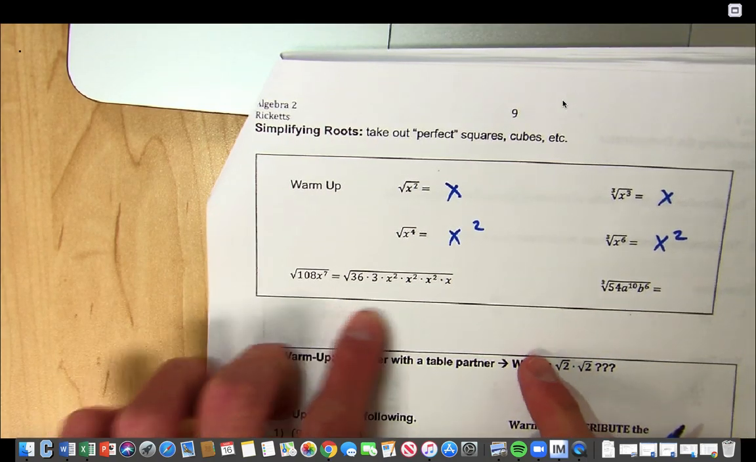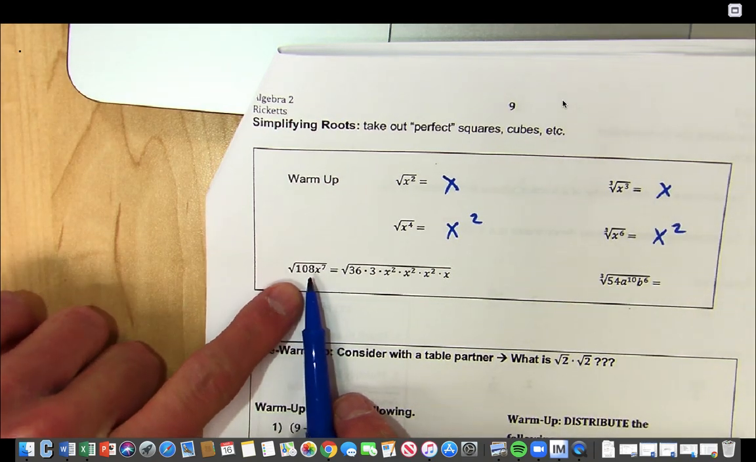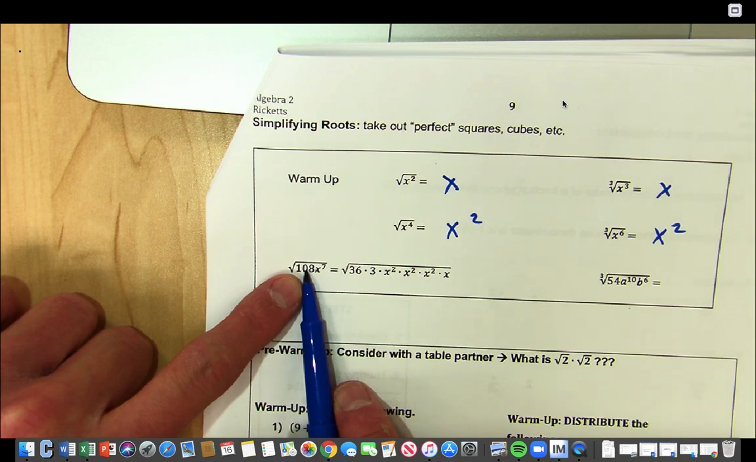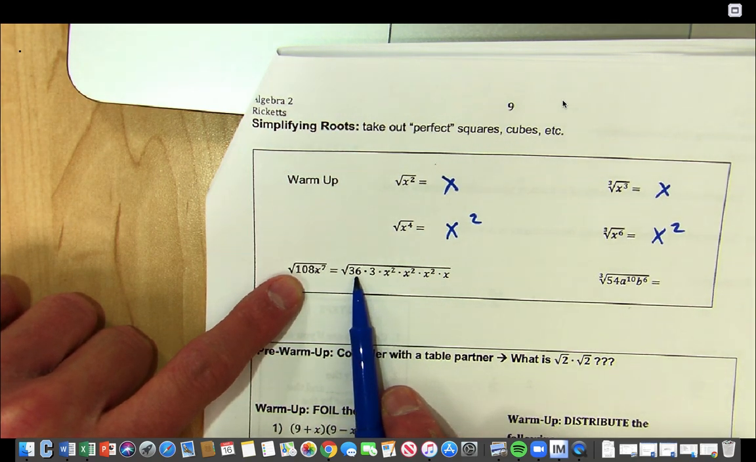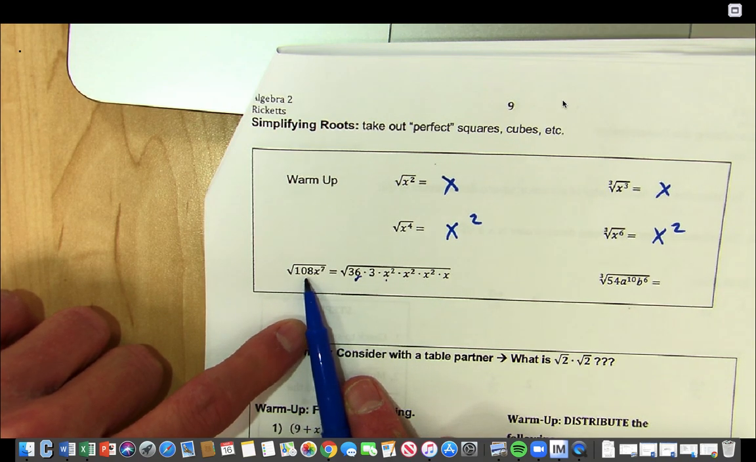Okay. And then these last two, they're started for you. You just kind of have to then finish out their problem. So remember what we did when we simplified radicals. You tried to pull out all the perfect squares from 108. And the perfect square that's hiding in 108 is 36. So 36 times 3 gets you 108.